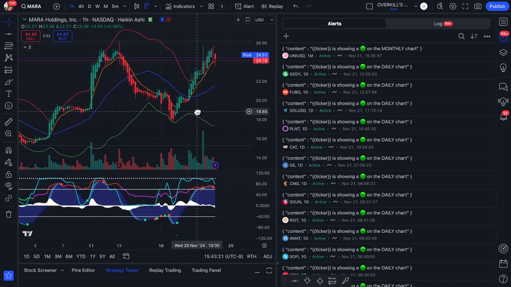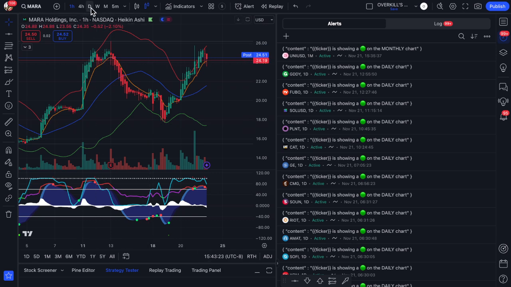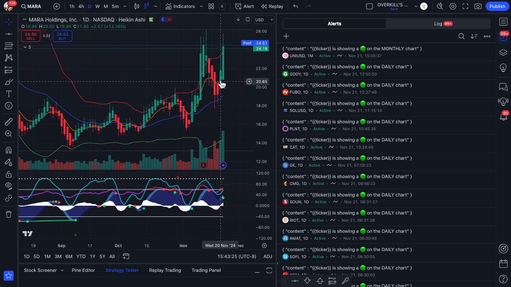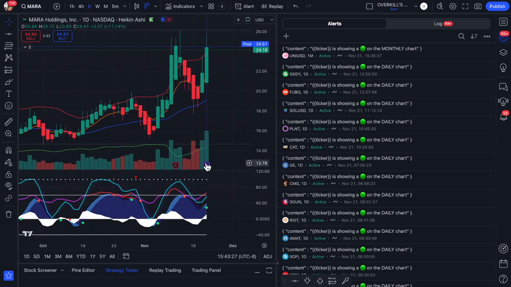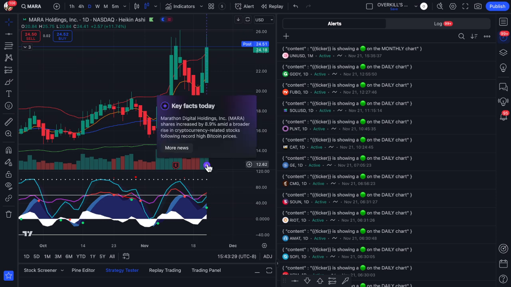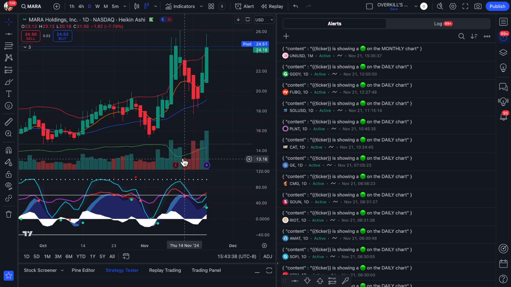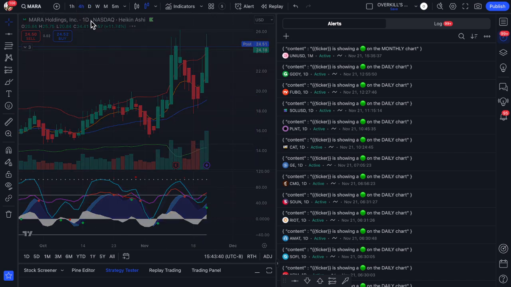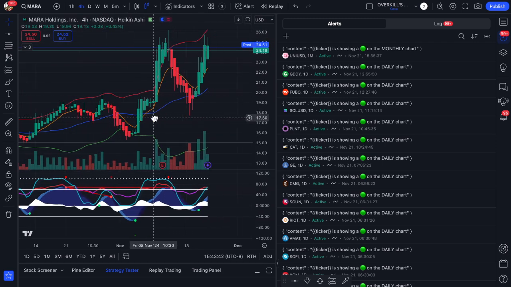I look in here on the hourly and look for pullbacks on the hourly just because of how volatile it is. Okay, big green candles here. You got big record volume here today. It says the shares increased by 8.9% amid a broader rise in cryptocurrency-related stocks following record Bitcoin prices. So yeah, these stocks should be benefiting from Bitcoin's prices.